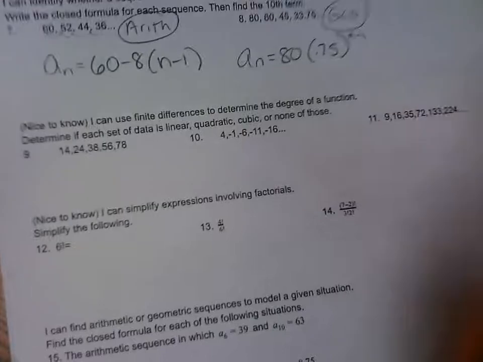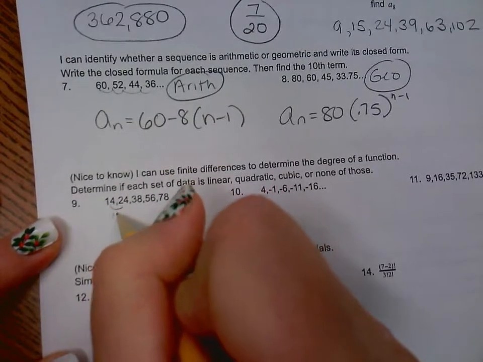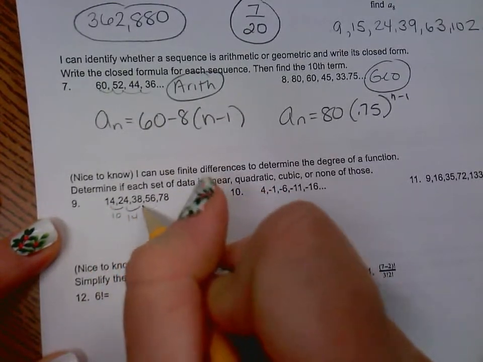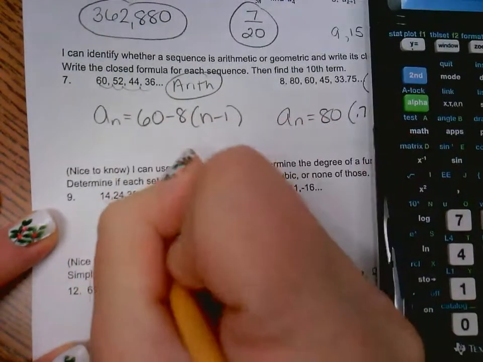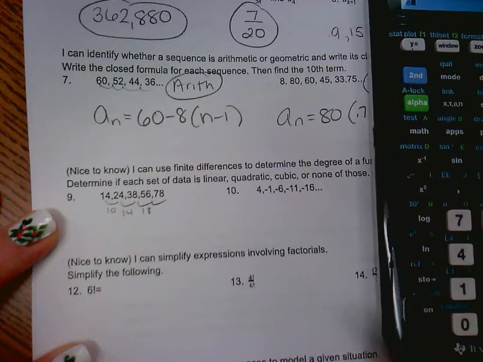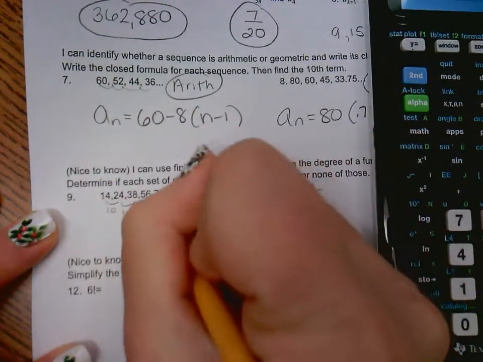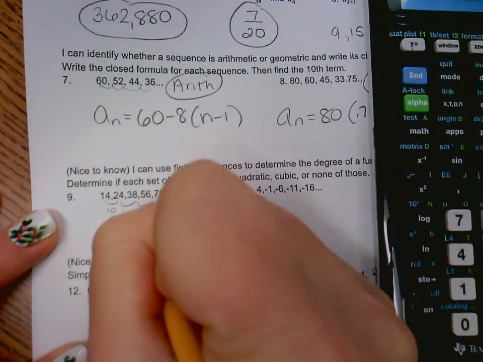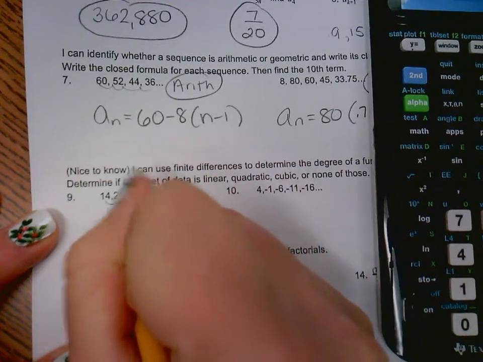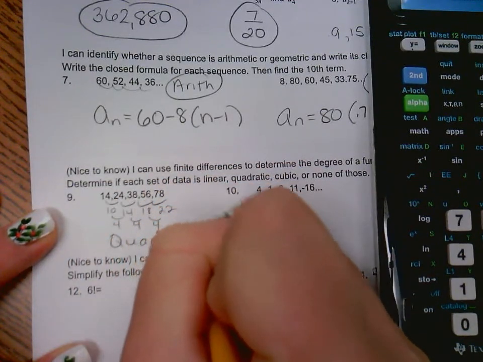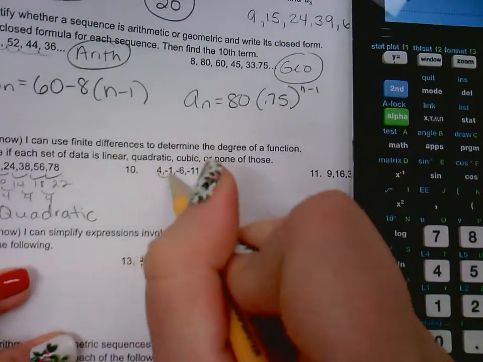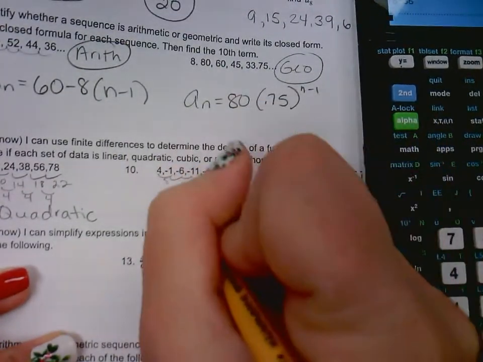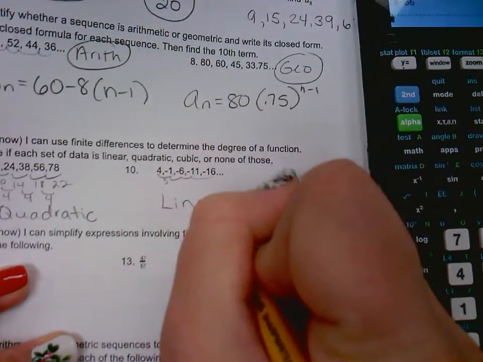So finite differences, let's see, this is a difference of plus 10, that's 14. 56 minus 38 is 18. 78 minus 56 is 22, and those each have a difference of 4, right? So this is a quadratic because it was the second order finite difference that came out the same. Let's see, down 5, 5, 5. So this is linear because they come out the same at that degree.